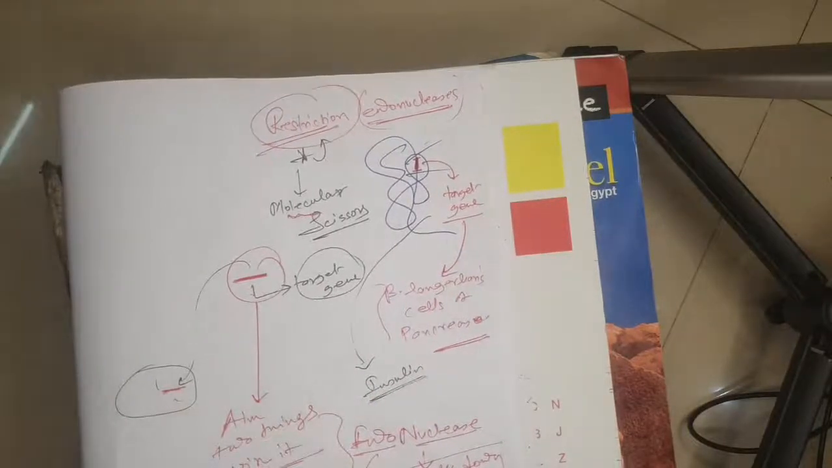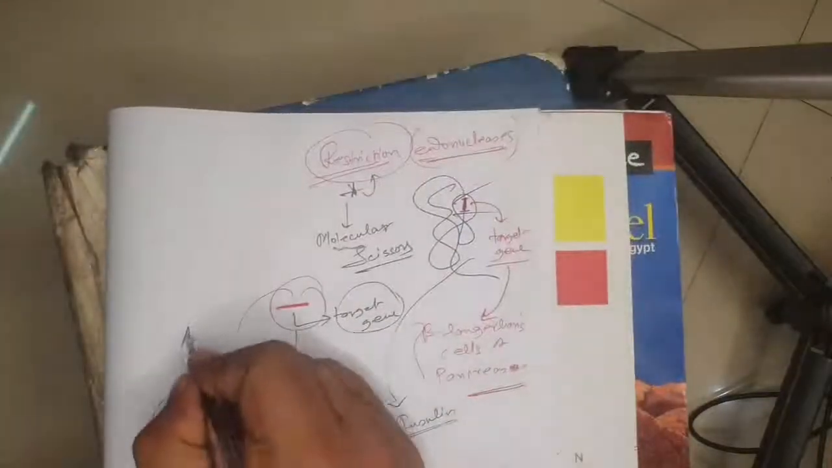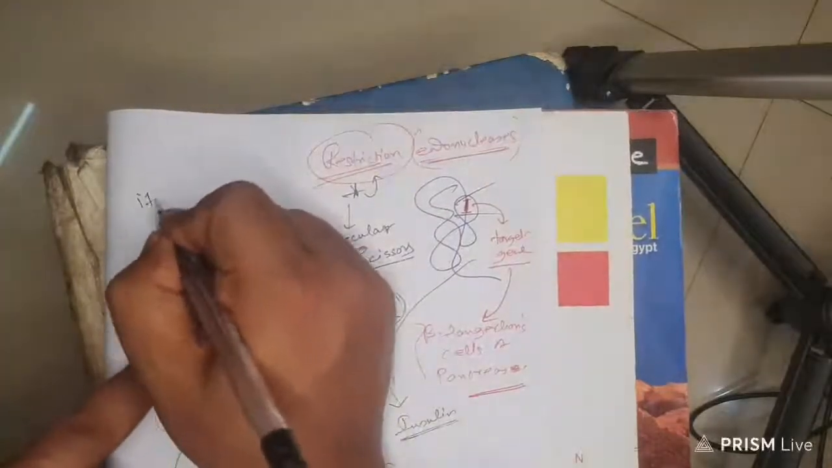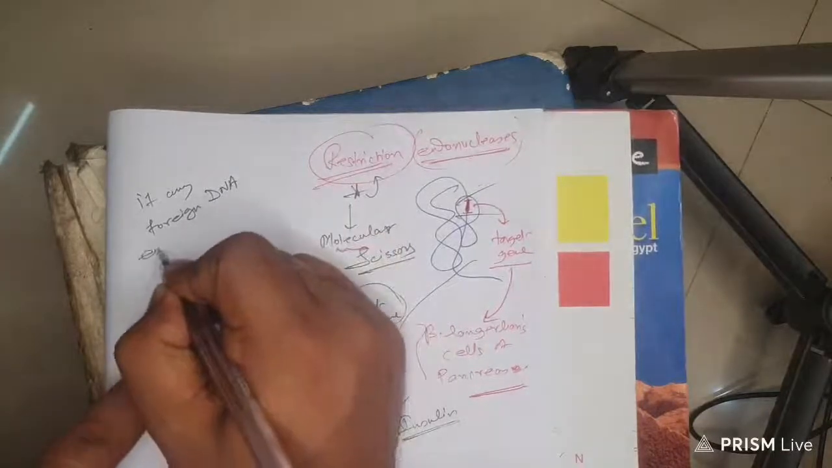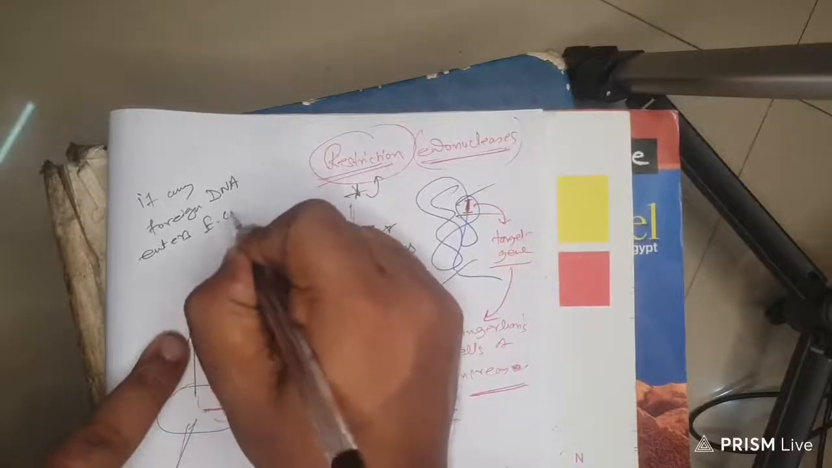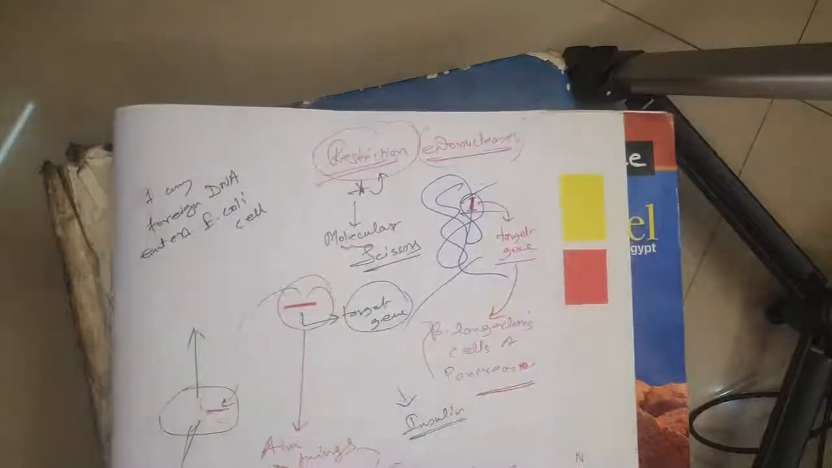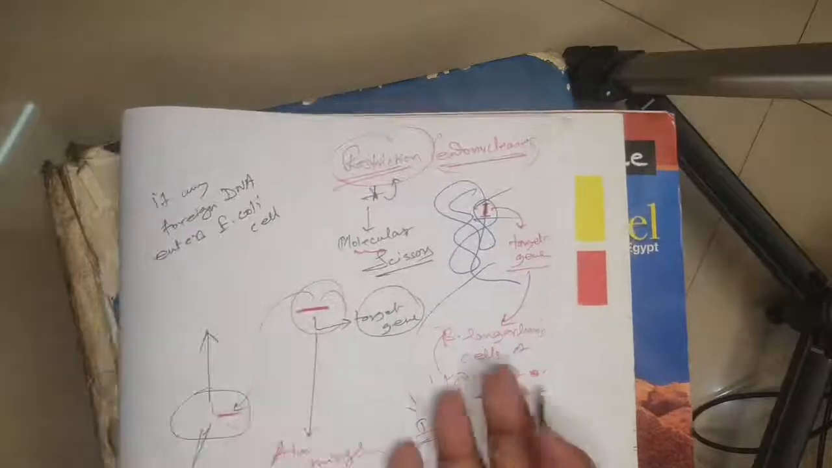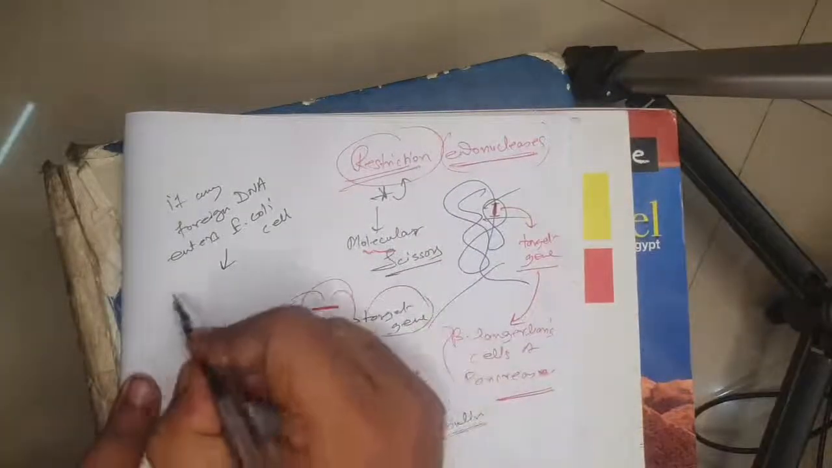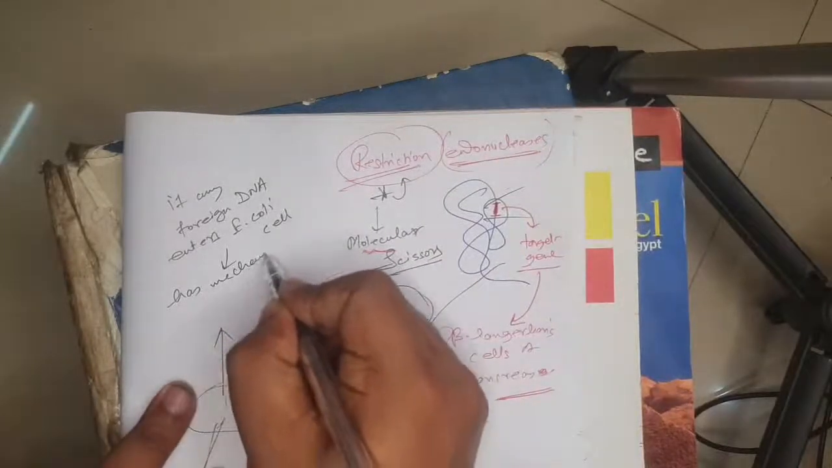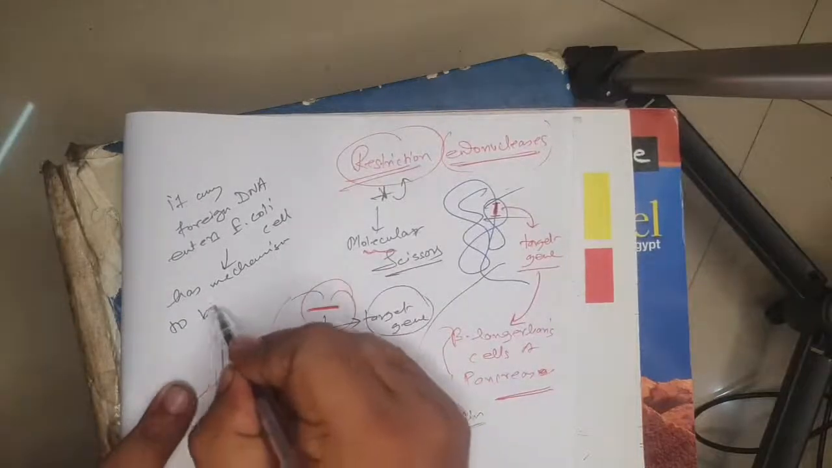But do you know this thing, that if any foreign DNA enters an E. coli cell, suppose for example an E. coli cell, I'm talking about E. coli, but this is also true for other cells. If any foreign DNA enters inside the E. coli cell, the E. coli cell has a mechanism to break it down.